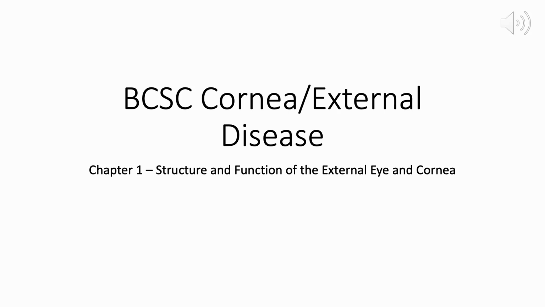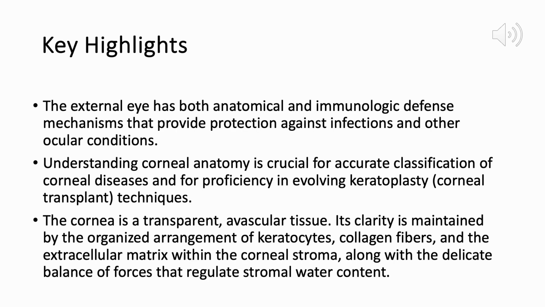Let's get started with Chapter 1 of the BCSC Cornea and External Disease section. This chapter focuses on the structure and function of the external eye and cornea, laying the groundwork for understanding pathology later on. We'll cover the anatomy, physiology, and key features that keep the cornea transparent and healthy. These are the key highlights of this chapter.